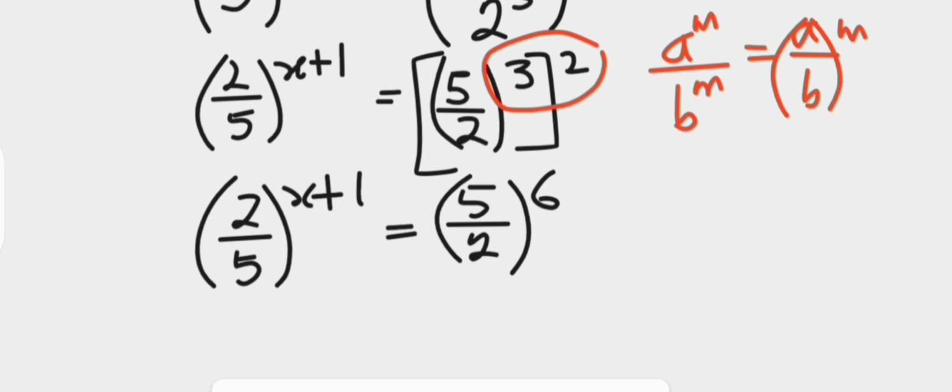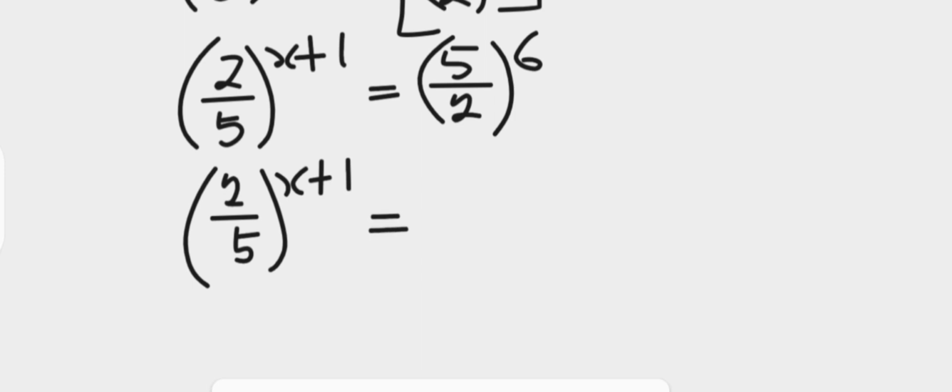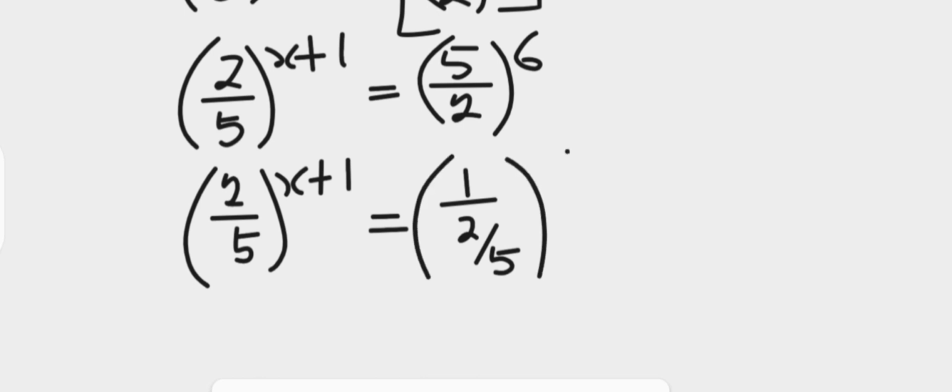And where we are now, when we look at the left-hand side, we've got the base as 2 over 5, and on the right-hand side, the base is 5 over 2. And this simply means that the bases are not equal here. So we are going to use a simple mathematics trick in order to get the bases to be the same. And this trick is very simple. The left-hand side can still be maintained as (2/5) raised to power x plus 1, while the right-hand side, we use the reciprocal of 5 over 2. The reciprocal of 5 over 2 is 1 over (2 over 5), then raised to power 6. The reciprocal 1 over (2 over 5) is the same thing as 5 over 2.